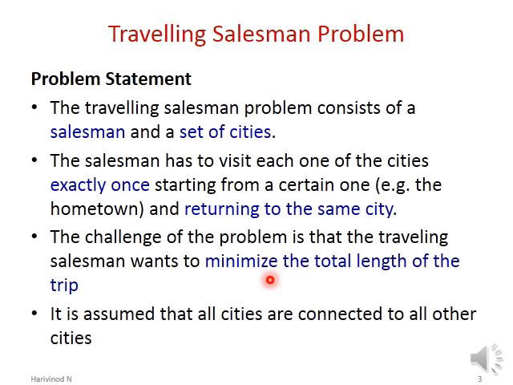We need to find out the path or the closed loop that is minimal in its nature, and we assume that all the cities are connected to all other cities. This is what the traveling salesman problem is.